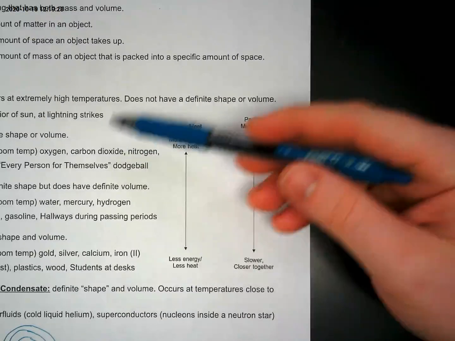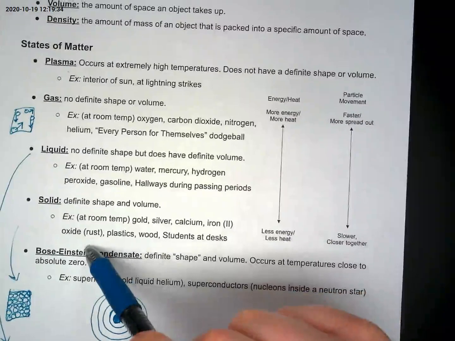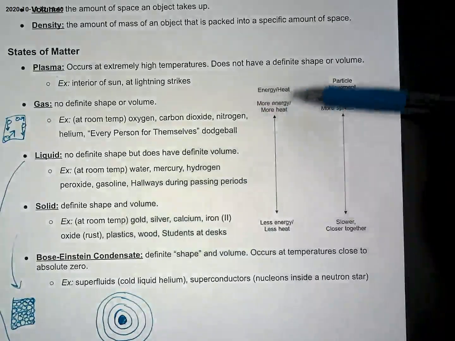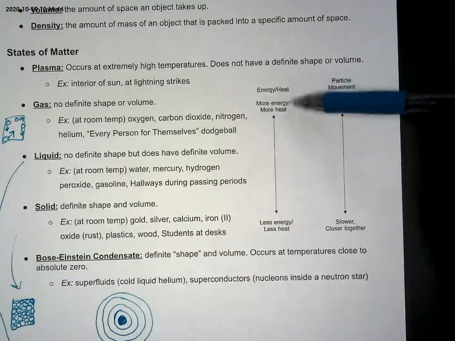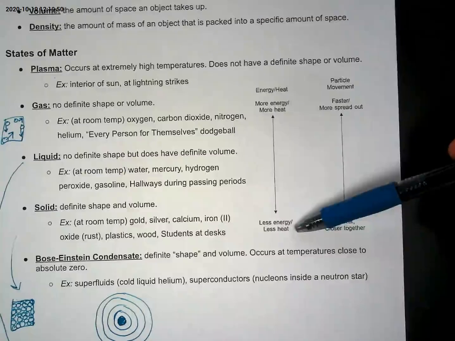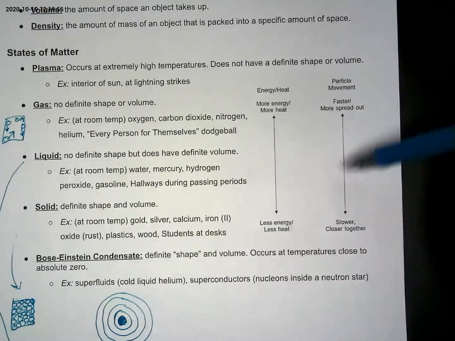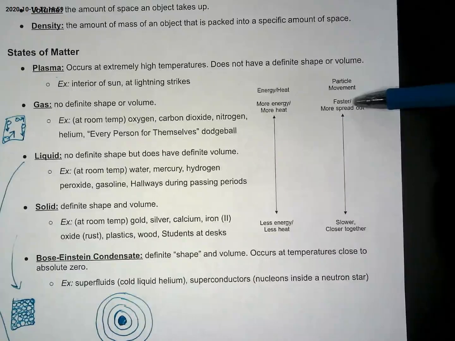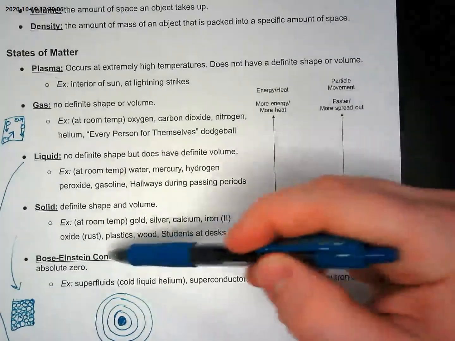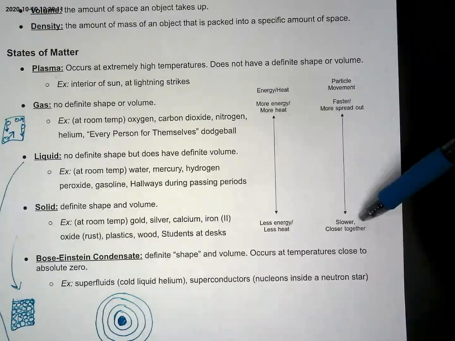So here's a chart. This chart over here is proportionate and follows the pattern of the terms we see here. So the higher the heat, the higher the energy. The more energy, the more heat we have. Okay, turns to plasma. Less energy, less heat, we go down the scale, from plasma to Bose-Einstein condensate. Okay, particle movement. The faster it is, the more it spreads out. Yeah, that's plasma, and that's up here. That's if we're moving up in scale, moving from the Bose-Einstein condensate up to plasma.